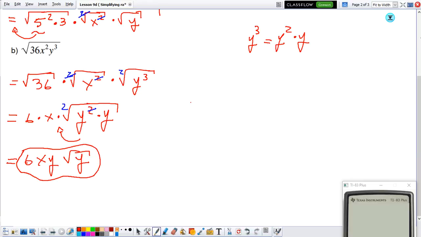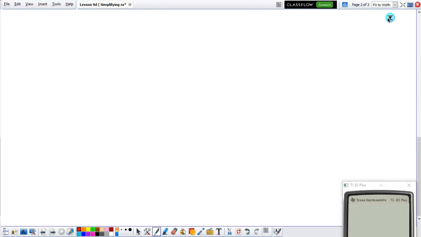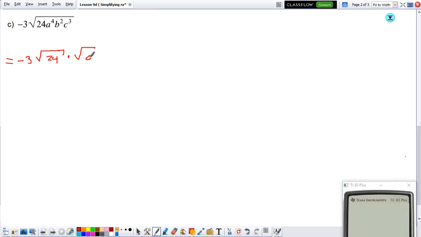Now let's look at our last example, which looks a little more complicated. Again, it doesn't matter if you're multiplying many things inside, you still do the same. You rewrite each of them individually. So we have 3 times square root of 24 times a to the fourth times b to the second times c to the third.